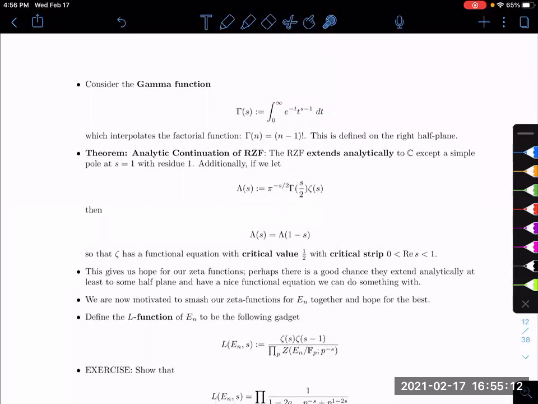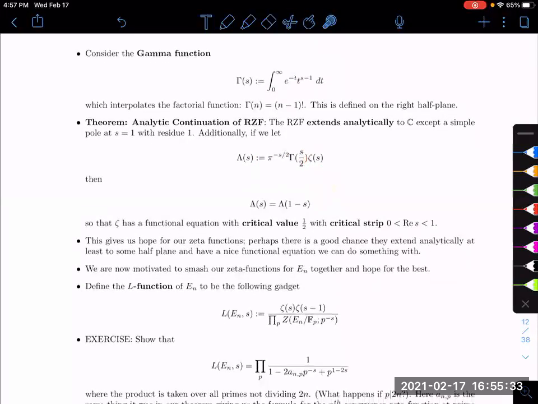In addition, you get more than this. You get more than analytic continuation. You also get the following. Let lambda of s be the following expression: pi to the negative s over 2 times the gamma function evaluated at s over 2 times the Riemann zeta function evaluated at s. Then it turns out this gadget here satisfies what we call a functional equation. In other words, lambda of s is always lambda of 1 minus s for all s.